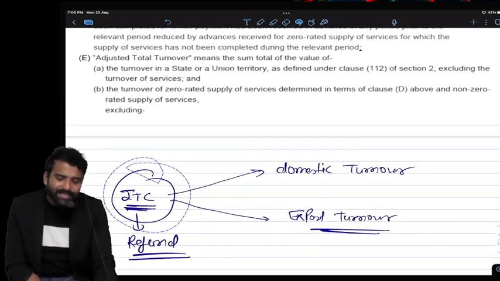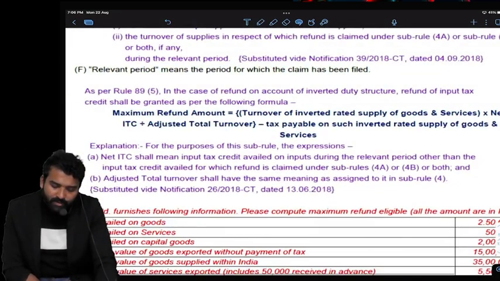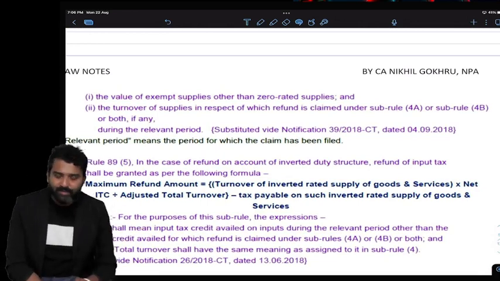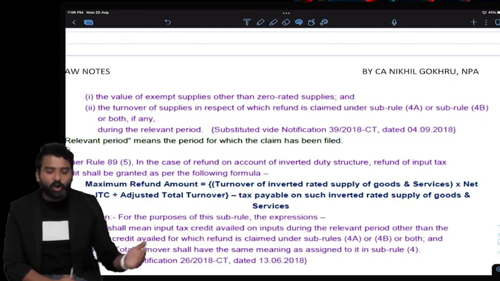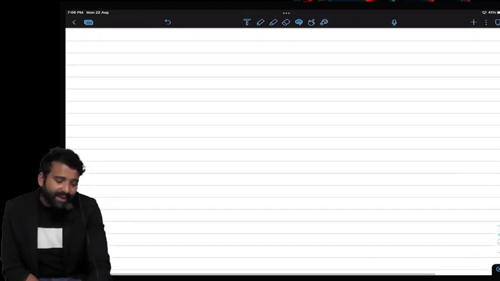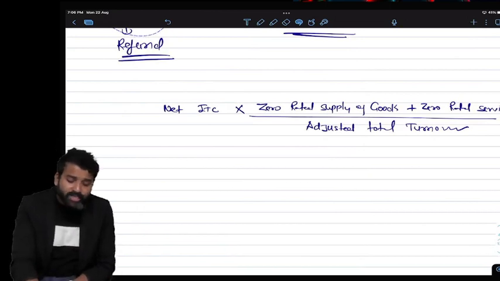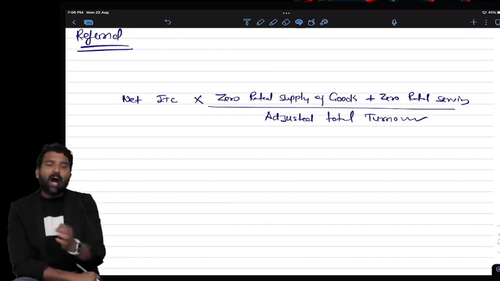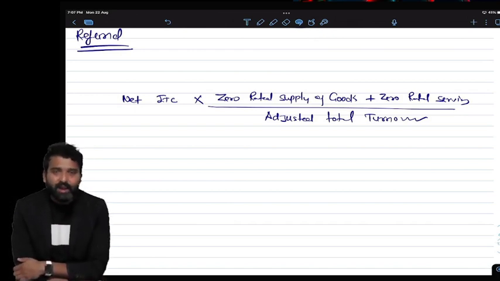So what is my adjusted total turnover? Turnover in the state, turnover of the export, but excluding exempt turnover, and second one is the turnover on which I have already claimed the refund. So if I have already claimed the refund, I will not use that turnover, and second I will not include the exempt turnover because that turnover the ITC was not claimable. Okay, so this is the formula now. With the help of this formula, you can easily calculate how much is my ITC admissible and how much is my total ITC I can claim as a cash refund.